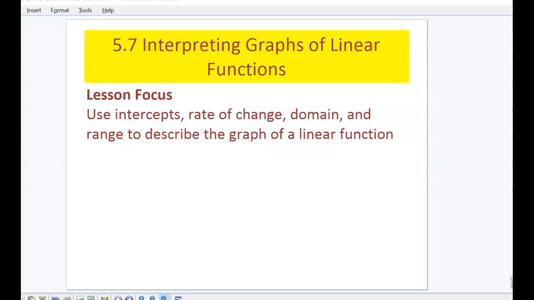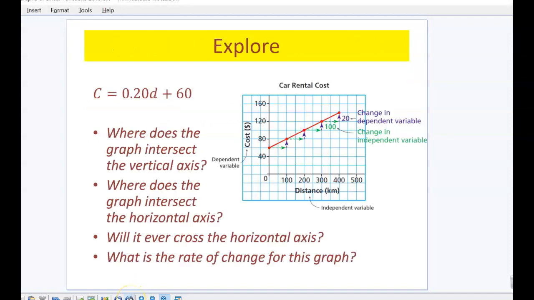In section 5.7, we'll be interpreting graphs of linear functions. Now, if we take a look at this graph here, we kind of explored this graph in a previous video, but if we notice, where does the graph cross the vertical axis? Well, notice the graph crosses the vertical axis, or the y-axis, at 60. And where does the graph cross the horizontal? Well, in this graph, it doesn't.